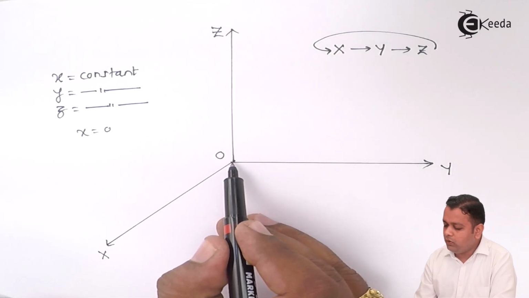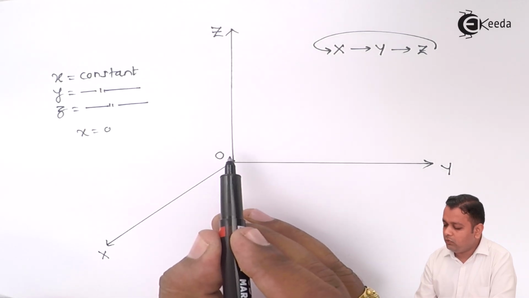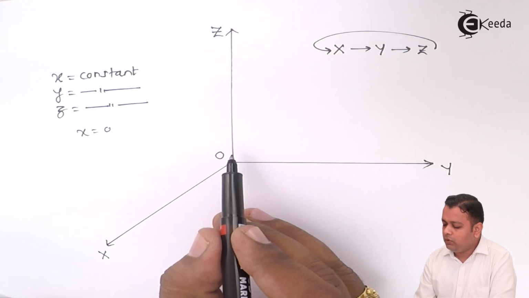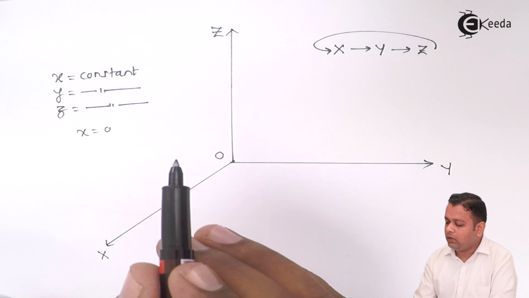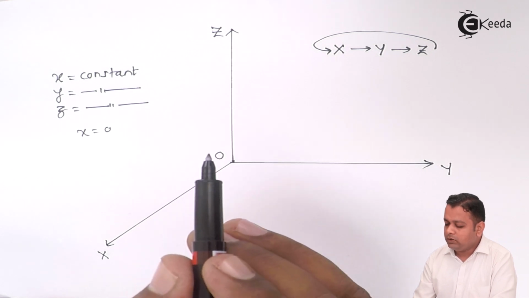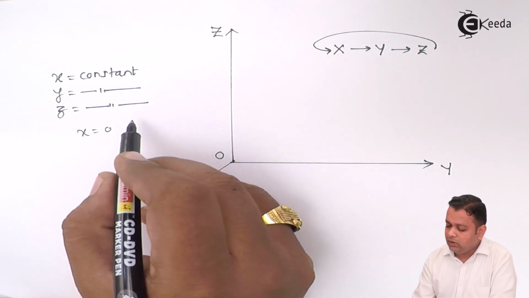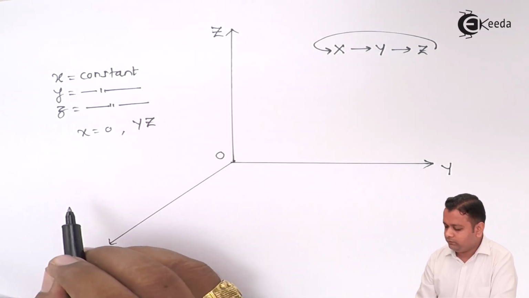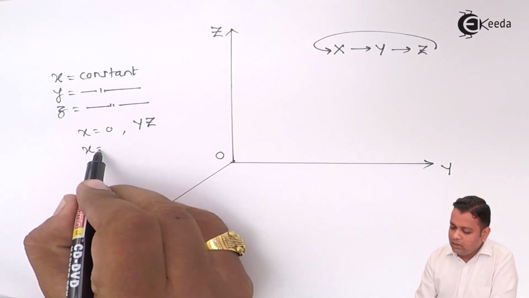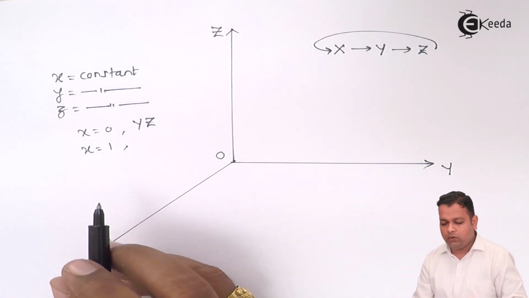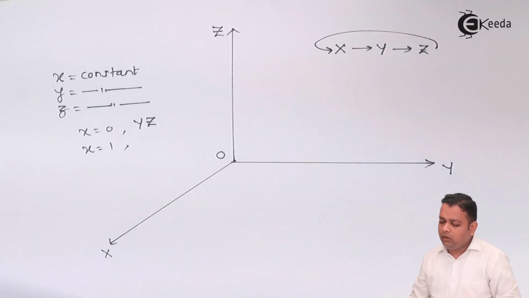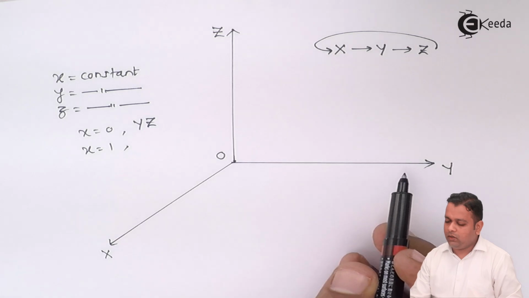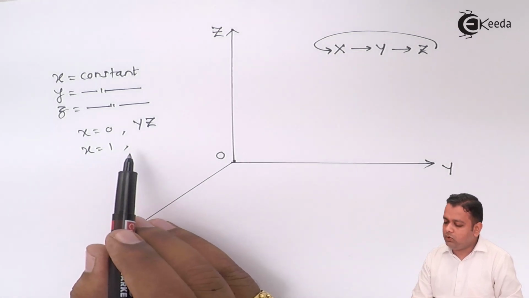If we put x is equal to 1, I am here at the height of 1 meter or 1 unit, you say. If we put x is equal to 2, I have to increase the height. If we put x is equal to 3, again I have to increase the height. So x is equal to 0 is nothing but the yz plane. Now if I take x is equal to 1, I have to take such a plane which is 1 unit above the YZ plane. So this is the x is equal to 1 plane.